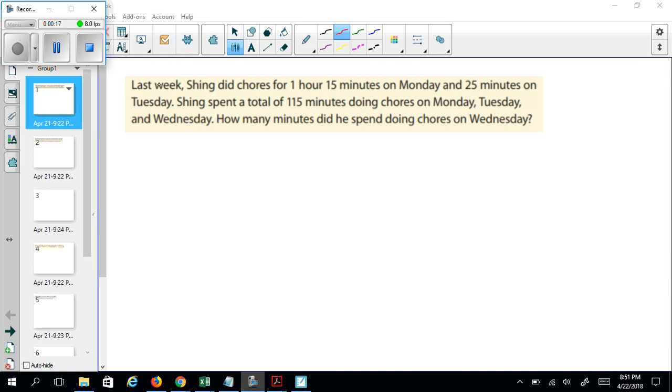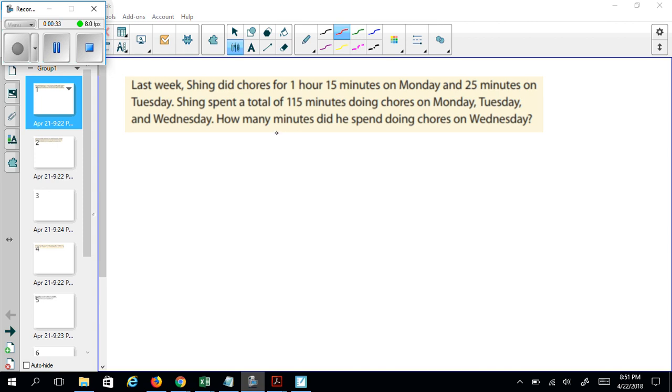So here it says last week, Shink did chores for 1 hour, 15 minutes on Monday and 25 minutes on Tuesday. Shink spent a total of 115 minutes doing chores on Monday, Tuesday, and Wednesday. How many minutes did he spend doing chores on Wednesday?